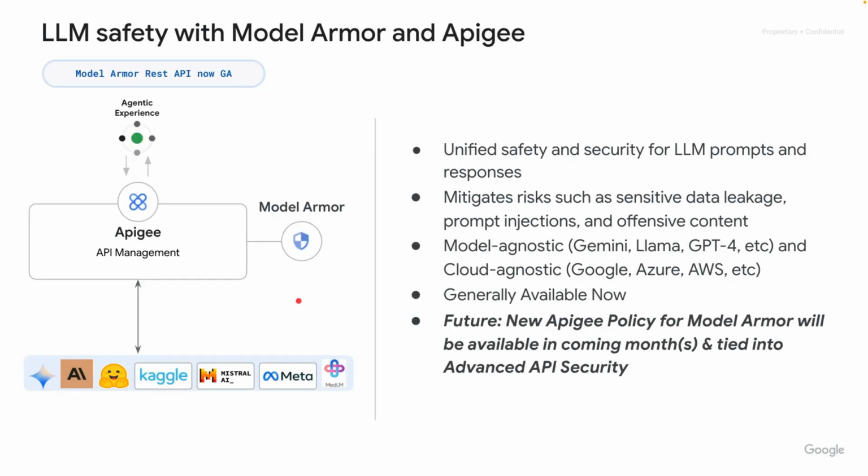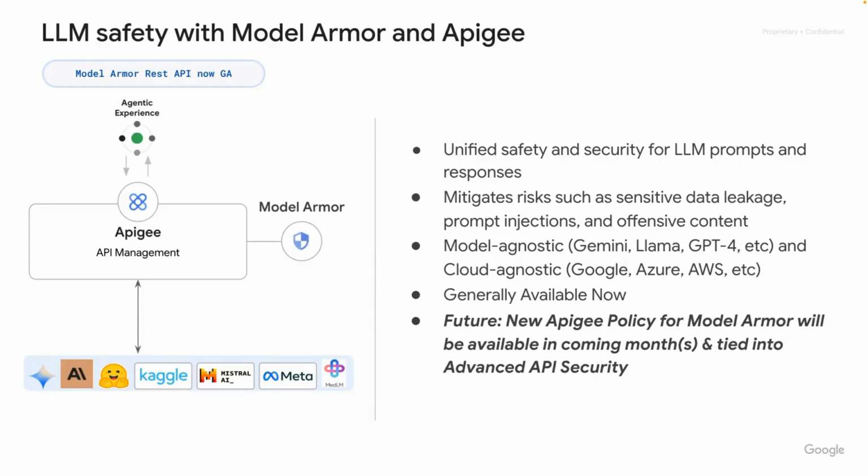So let's talk about what Model Armor is. Model Armor is Google Cloud's comprehensive solution for managing LLM safety. As a fully managed service, it enhances AI application security by screening your LLM prompts and responses. This capability is designed to be model agnostic, so it supports models like Gemini, Llama, GPT-4, and more, and cloud agnostic, where it's operable across Google, Azure, AWS, and other cloud service providers. It works very well with Apigee for real-time inspection.